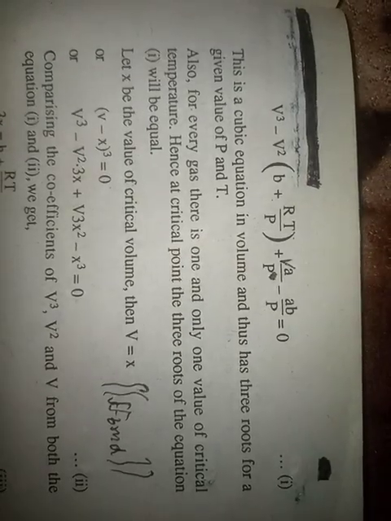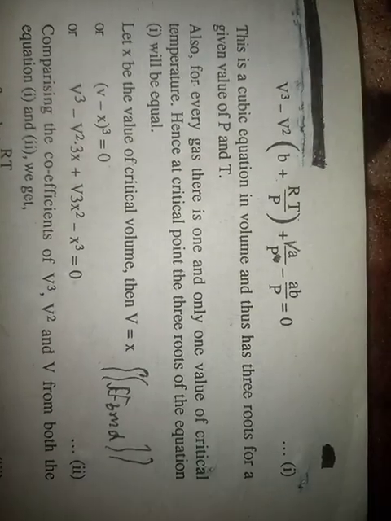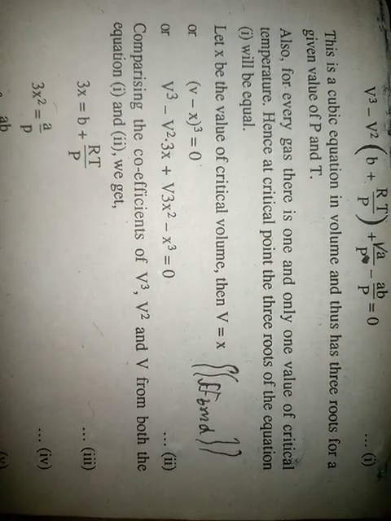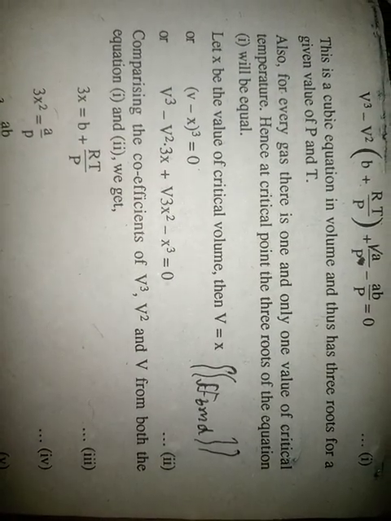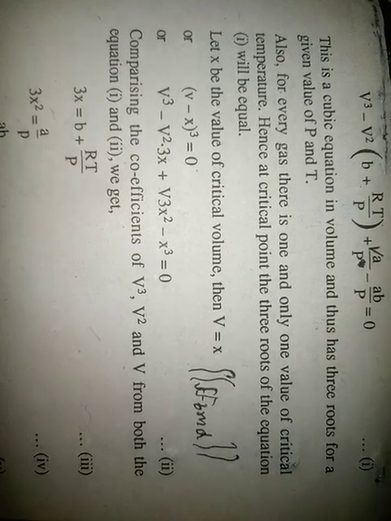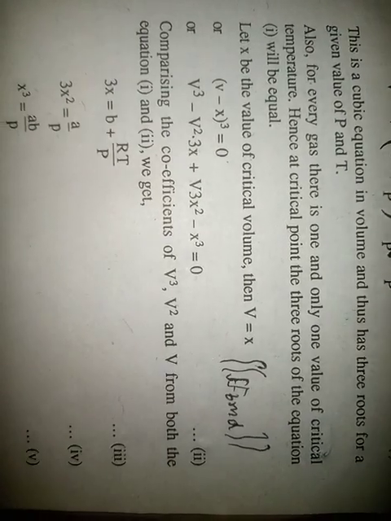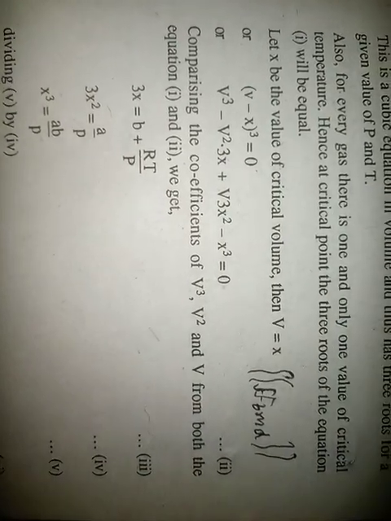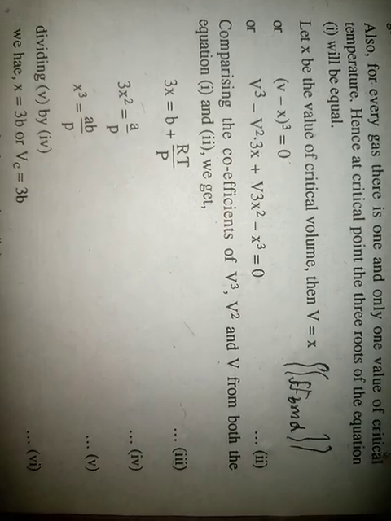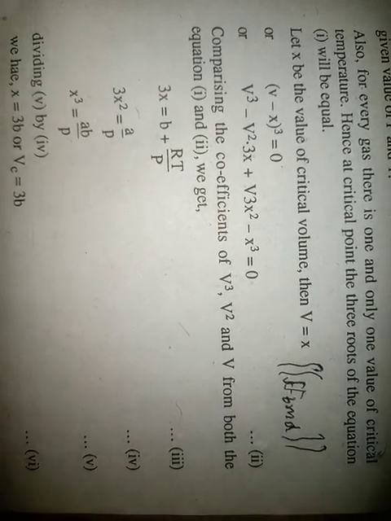This is a cubic equation in volume and thus has three roots for a given value of P and T. Also, for every gas, there is one and only one value of the critical temperature. Hence, at the critical point, the three roots of equation 1 will be equal. Let X be the value of the critical volume, then V equals X, or (V minus X) whole cubed equals 0.